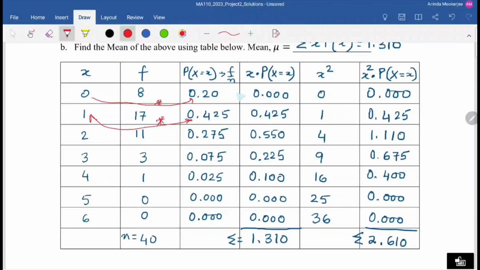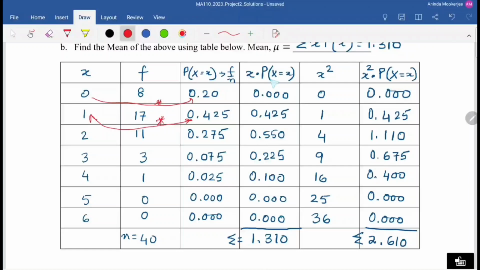So 0.2 times 0 is 0. Again, all your decimals should be up to the third decimal place. Again, I saw a few of you rounding up to 2 decimal places. Please don't do that. Please round it up to 3 decimal places. Do not round it up to 2 decimal places unless the question specifically asks you to.